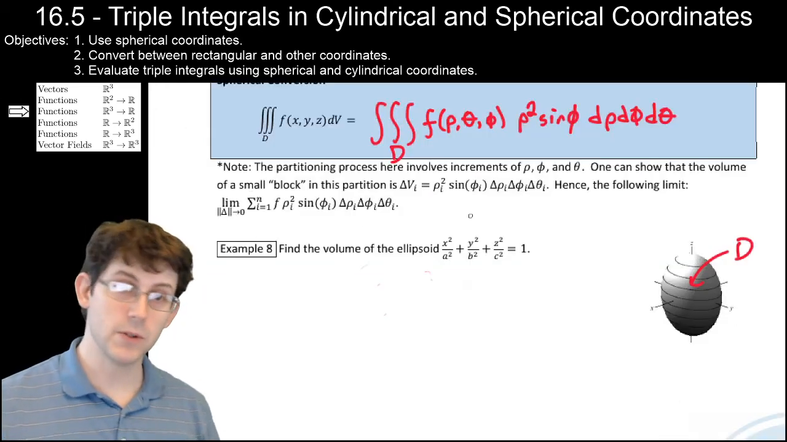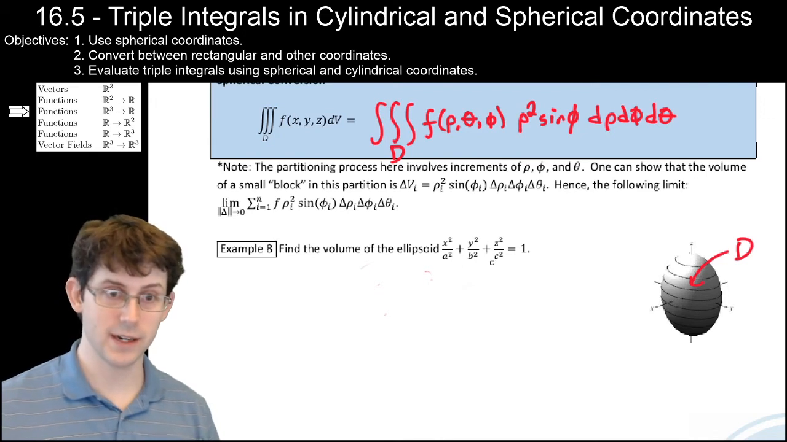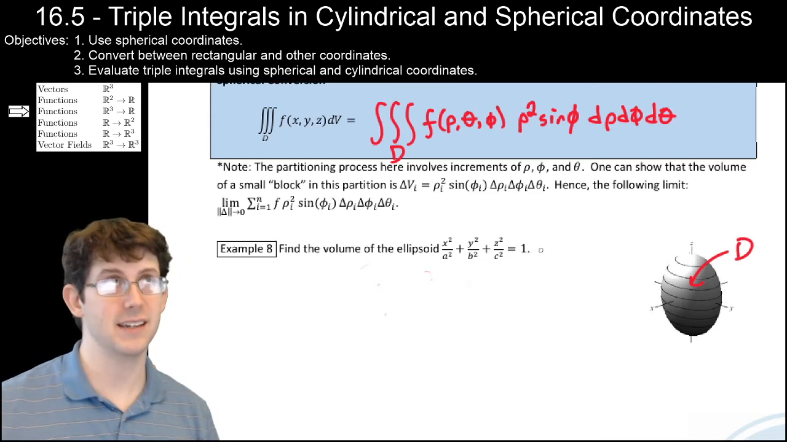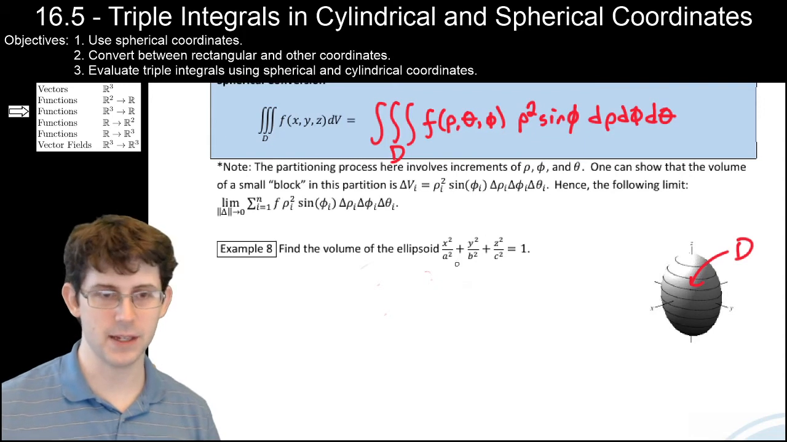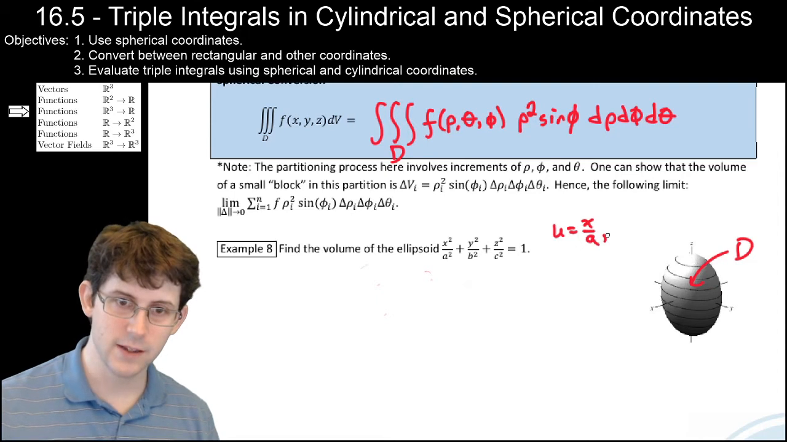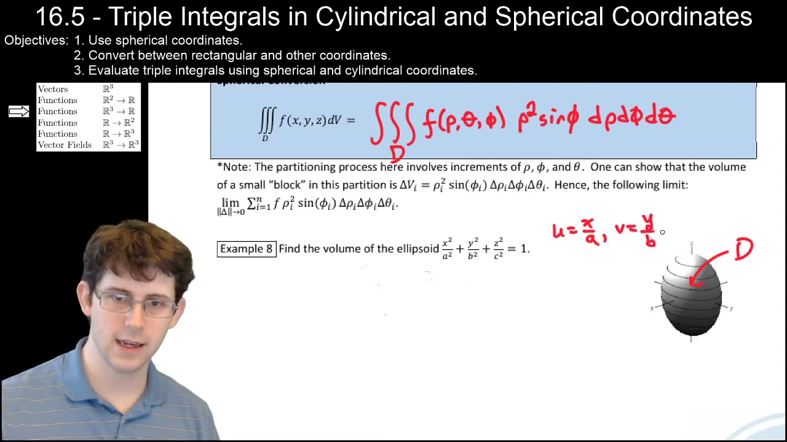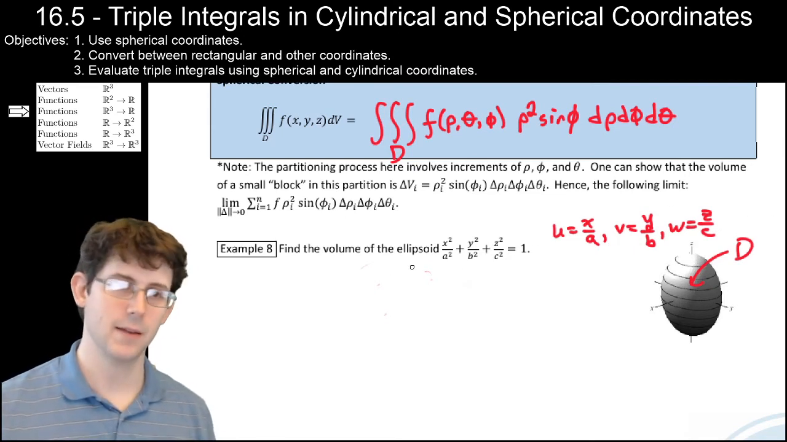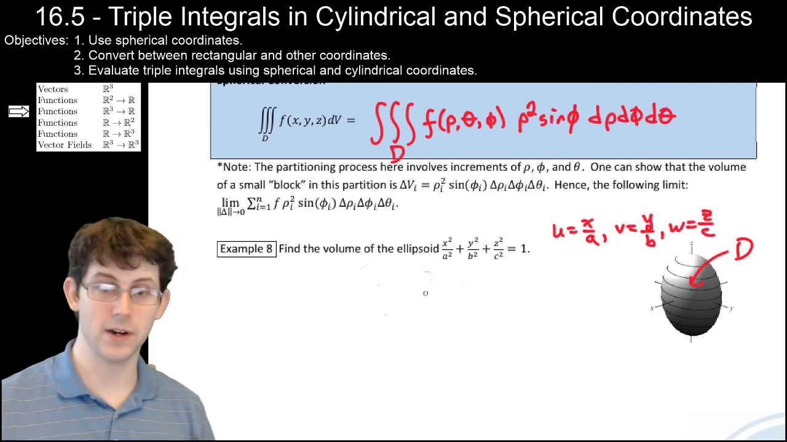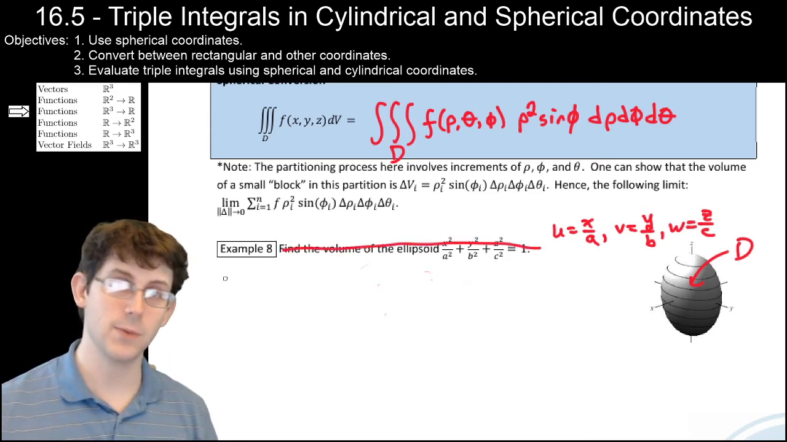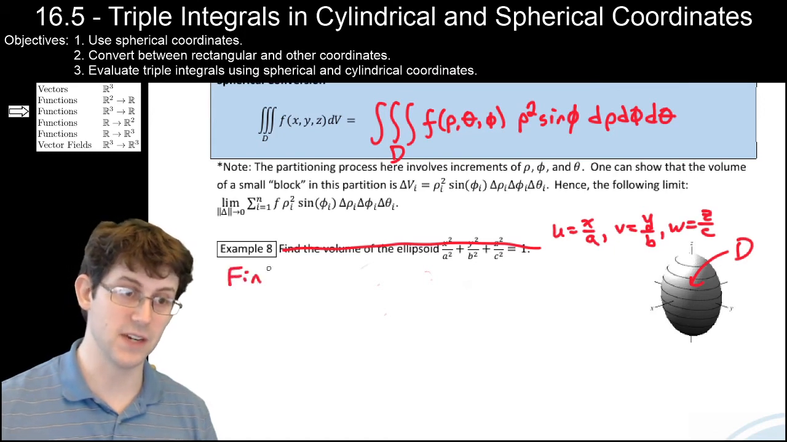This example 8 is supposed to be an example to convince you that spherical coordinates are a good thing, but it turns out that this particular example just shows you that substitutions are good. If you want to know how to do this example, by the way, you let u equal x over a, you let v equal y over b, and you let w equal z over c, and then you'll find that the whole integral is very easy. But just to show you one simple example where you can actually use spherical coordinates and it is easy to use, I'm not going to do this one at all. Instead, we'll just use spherical coordinates to find the volume of a sphere.